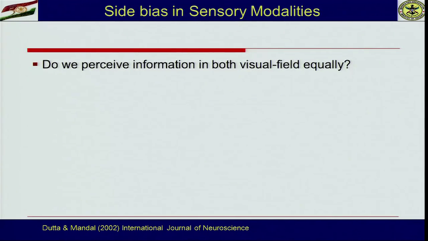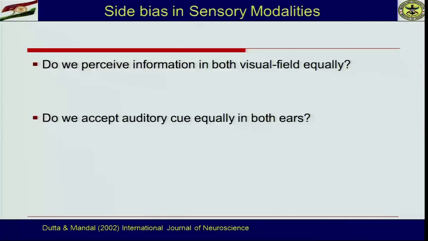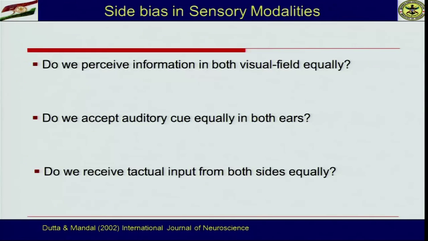We find that there are side biases in sensory modalities. We know that we do not perceive information from both visual fields equally. We have a tendency to look towards the left side more often as compared to the right side, because left side dominance is found more for processing an image, but the right side is dominant for processing any lexical stimulus. This gets confused with the idea of a scanning bias of reading things from left to right. Likewise, do we accept auditory cues equally by both ears? No, probably. Cerebral hemispheric functional asymmetry also comes into the picture when we get an auditory cue, like a visual cue also. Do we receive tactual input from both sides equally?